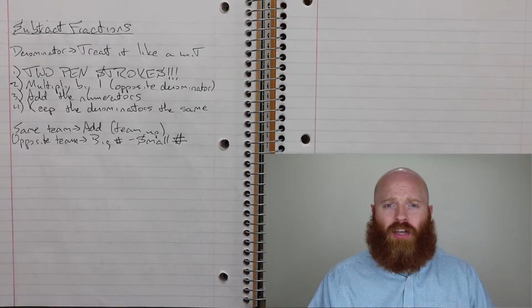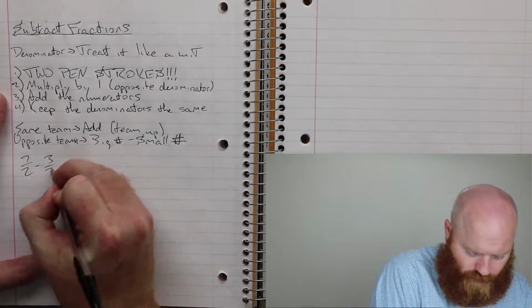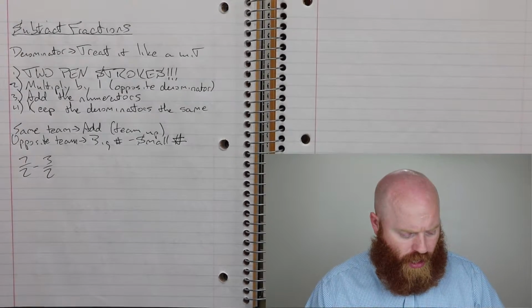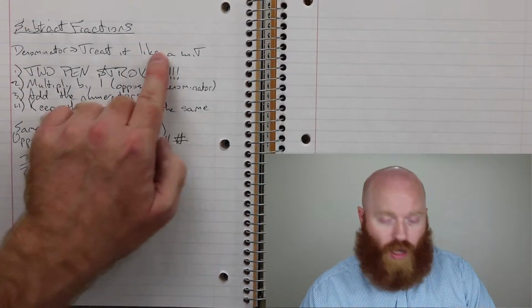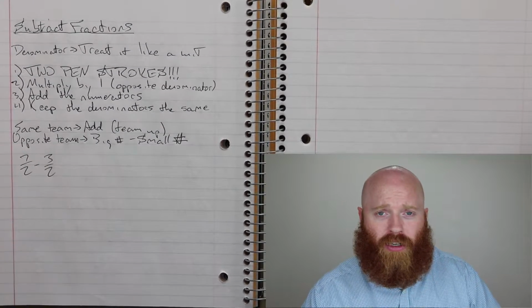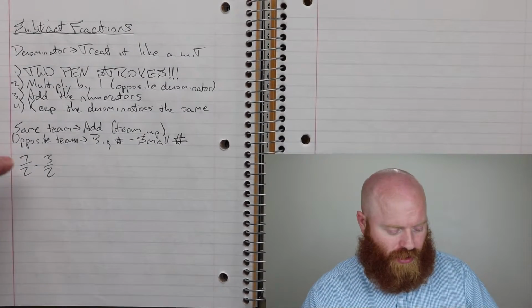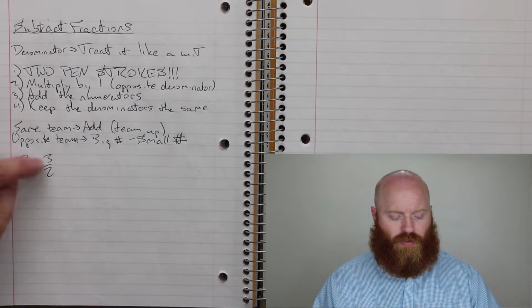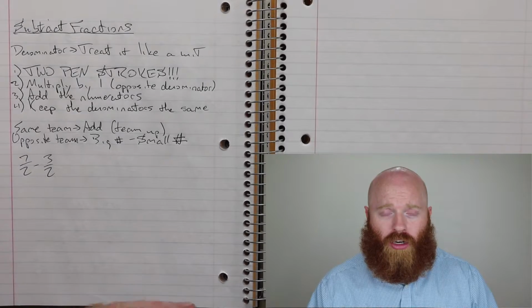Let's get started with 7 halves minus 3 halves. Okay, 7 halves minus 3 halves. We're going to be subtracting fractions. Again, treat the denominator like a unit. What would be 7 cars minus 3 cars? That would be 4 cars. You would subtract the numbers, 7 minus 3, and the cars you would leave the same.